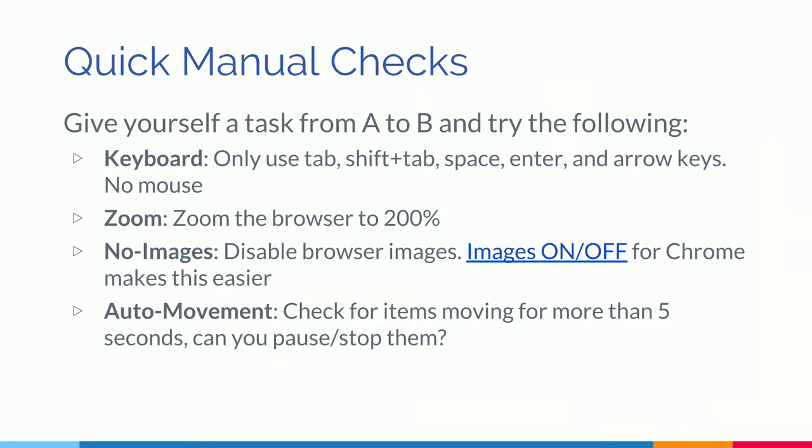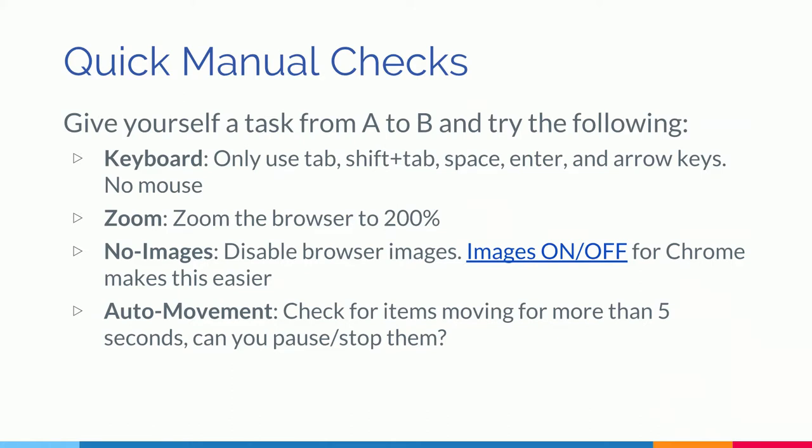If you want to do any sort of manual checks, the first way that I do testing is actually via manual checks before I pull out any scanners. Easiest checks to do, keyboard tests. Give yourself a task from A to B. I'm going to start on the home page, and then I'm going to use the search bar to navigate to this page. And see how well you can do it while doing these things. Can you do it with just a keyboard? Can you unplug your mouse and just use the tab keys, the arrow keys, and the enter bar in order to do that? Can you do that by zooming to 200%?